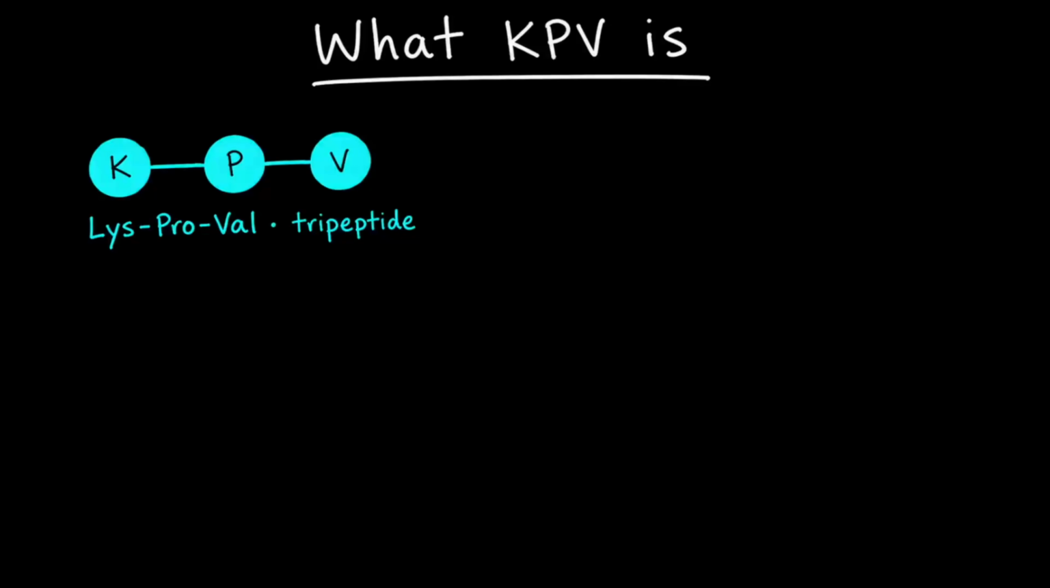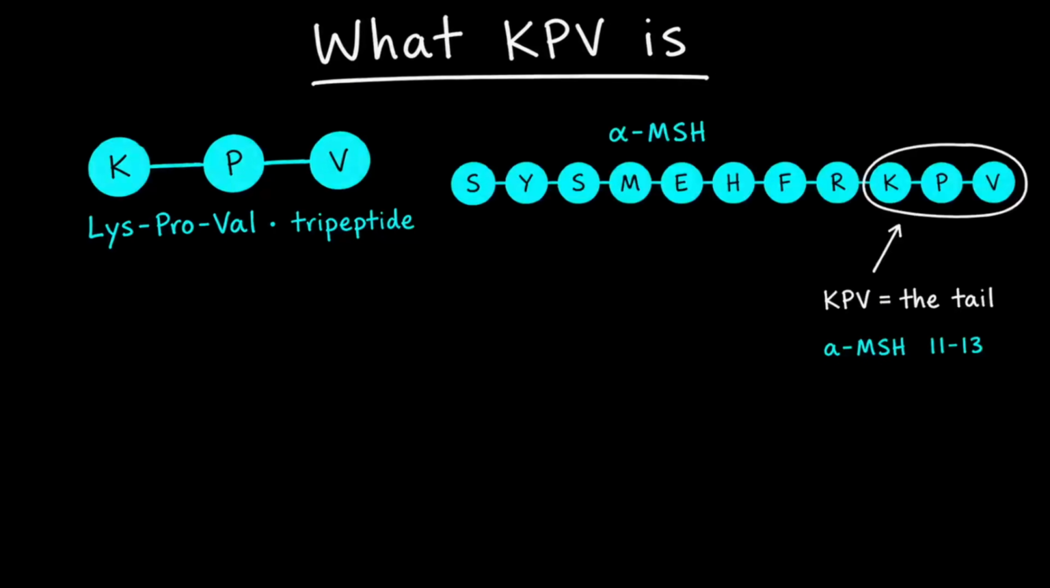KPV is a tripeptide made of lysine, proline, and valine. So K is lysine, proline is P, and valine is V. And it's a tripeptide, so there's just 3 amino acids, and they're all linked together. And you'll often see it called alpha-MSH 11 through 13. And there's a reason for that.